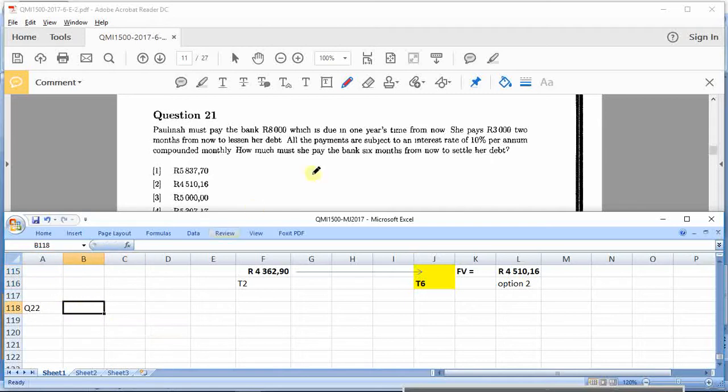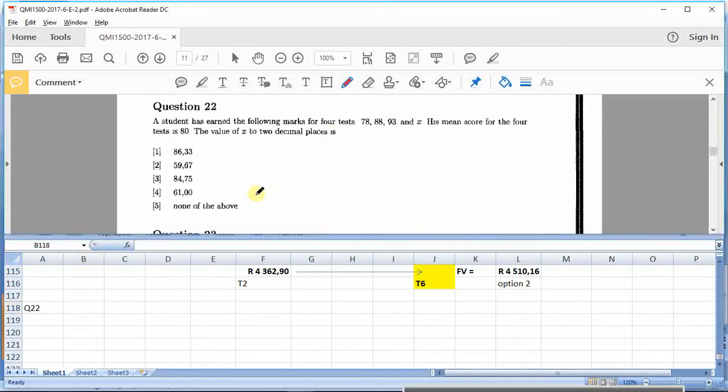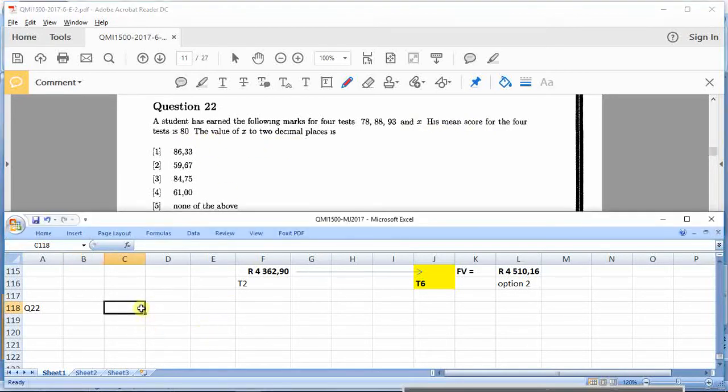Right, question 22. A student has earned the following marks for 4 tests. Alright, 78, 88, 93, and X. His mean score for the 4 tests is 80. Alright, so mean is average. It would have been brackets: 78 plus 88 plus 93 plus X, divided by 4, would have given you 80.